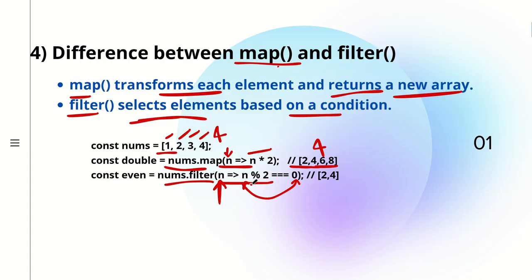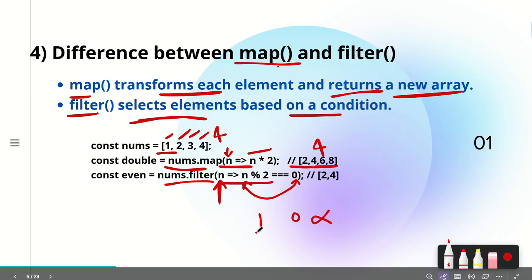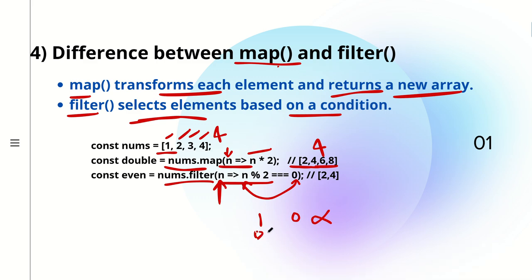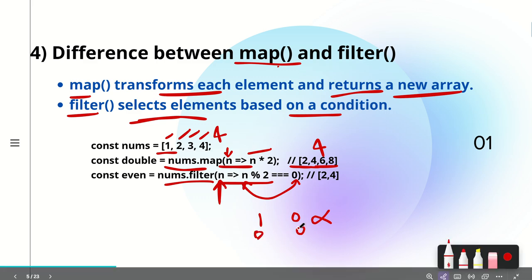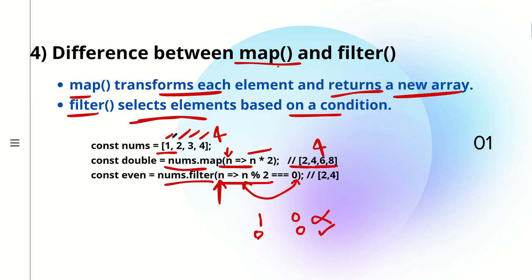So 1 % 2 is 1. So is 1 === 0? No. So this means that 1 is not an even number. Then we have 2. 2 % 2 will be 0. Is 0 equivalent to 0? Yes, this means that 2 is even. So likewise we will be doing calculation for all of the elements, and we will be checking if these elements satisfy some rule or some condition, then only we will be putting or selecting them into our new array. So this is called filter.